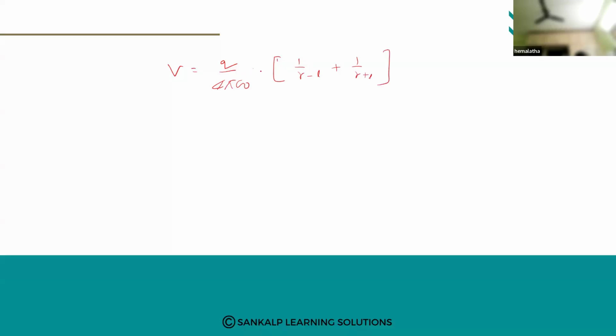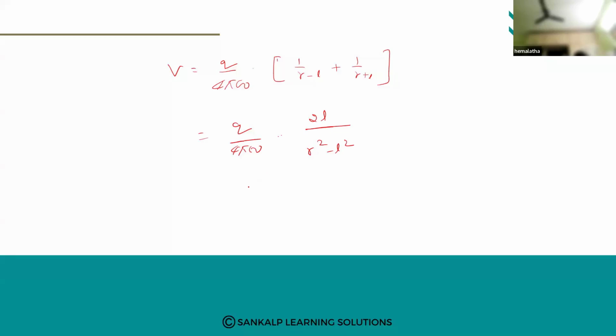If you take this, it comes out to be Q divided by 4 pi epsilon naught into 2L divided by r squared minus L squared, using a plus b into a minus b. Now L is less than r.